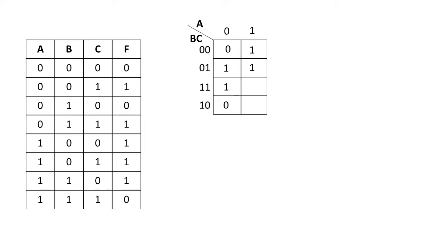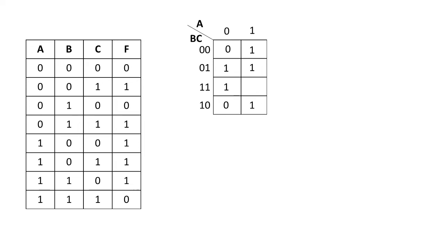Now the seventh row of the truth table. Observe A1, B1, C0 and function value 1. Observe A1, B is also 1 but C is 0 and the function value 1, that is kept in that position. Now the last, that is the eighth row of the truth table.